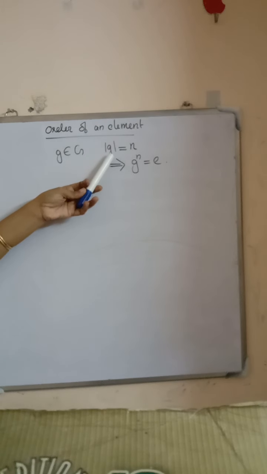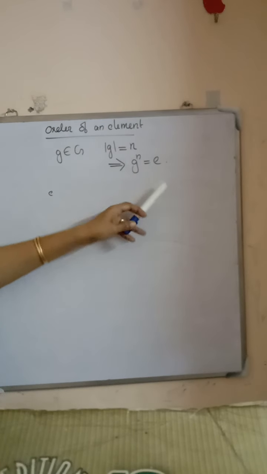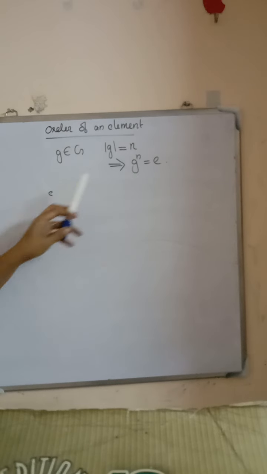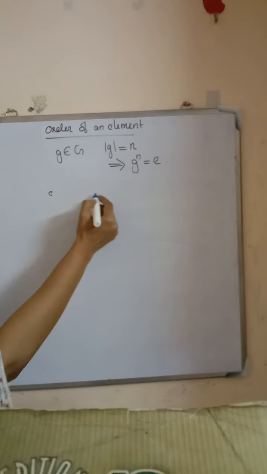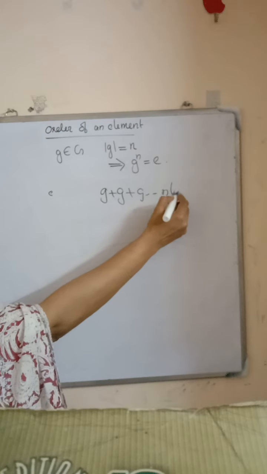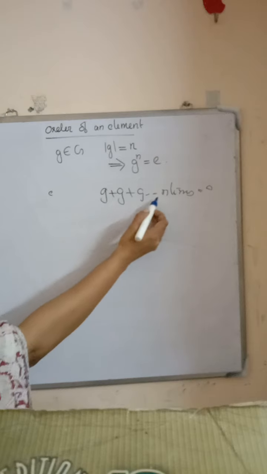Next we discuss order of an element in a group (G, star). Let g be an element in the group G. Then order of g equals n implies g raised to n equals e. This g raised to n does not represent the power of g. g operates n times. If the operation is addition, then add g n times, we get the identity element 0. Then that g has order n.